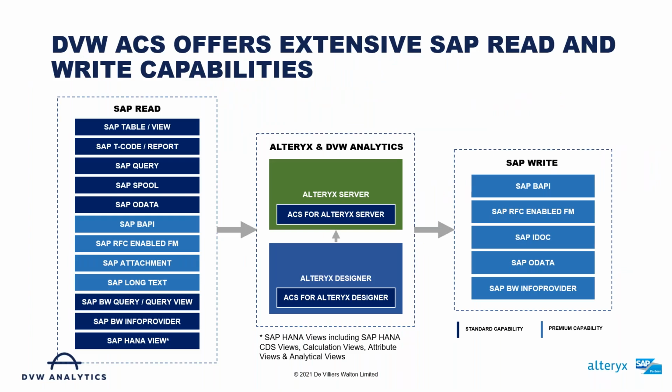So that's a taster of the tools. As I said, you've seen most of these already, or many of these already. So the table tool, the report tool, the T-code tool. We can read SAP queries, read from SPOOL. We have an OData capability, so we can connect to SAP OData and read from there. We have some premium capabilities to read from BAPIs and RFC-enabled function modules. We said about the documents and attachments, and also BW and HANA views we can read from, all objects in BW and BW for HANA, etc.